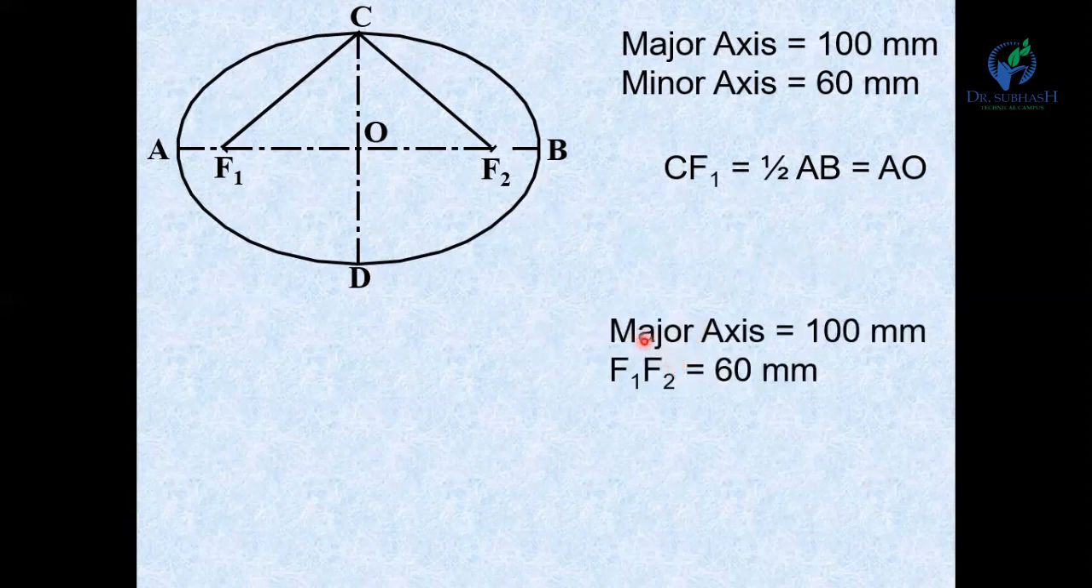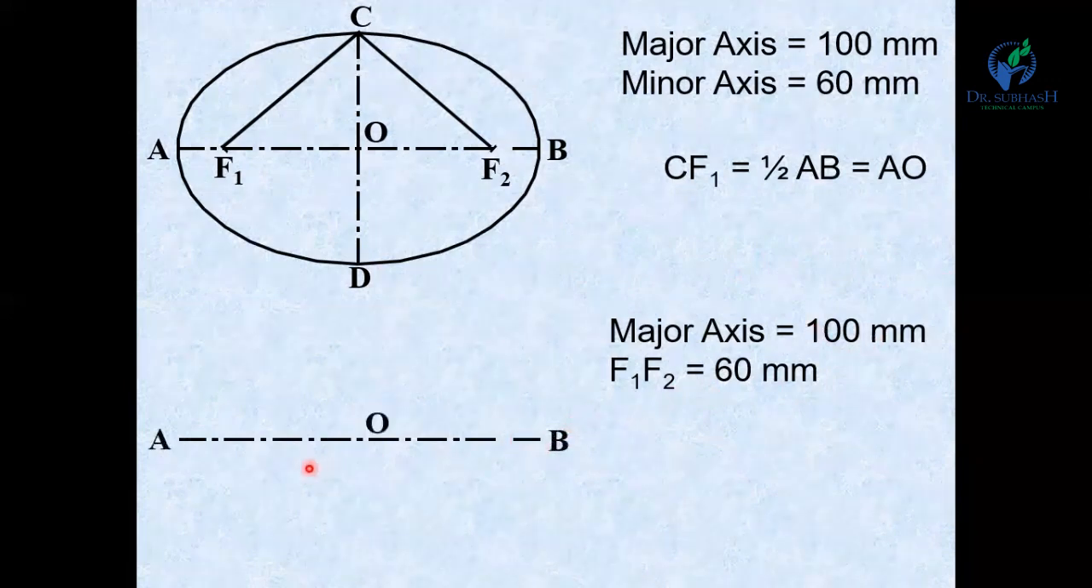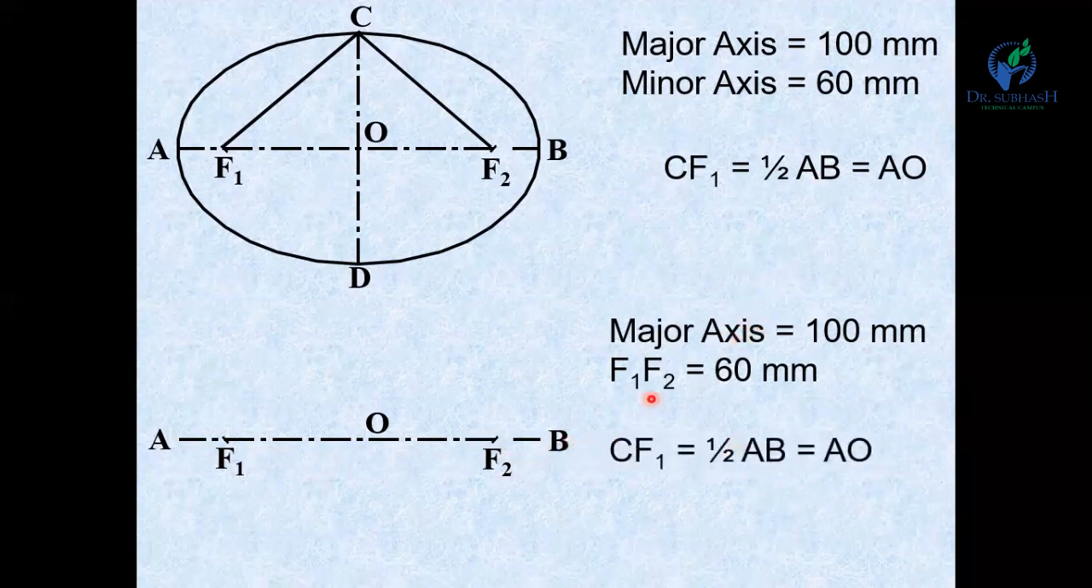Now, here the major axis is equal to 100 mm and the distance between the two foci is 60 mm. Now we have to find the minor axis. So AB is 100 mm and F1F2 is 60 mm. So mark the points F1 and F2 with distance 60 mm. So AF1 is equal to 20 mm and F2B is equal to 20 mm. Now, as per the definition, CF1 is equal to 1/2 AB, which is equal to AO.